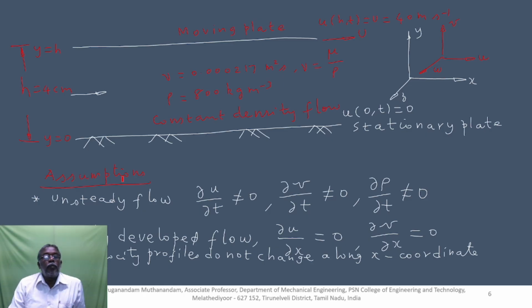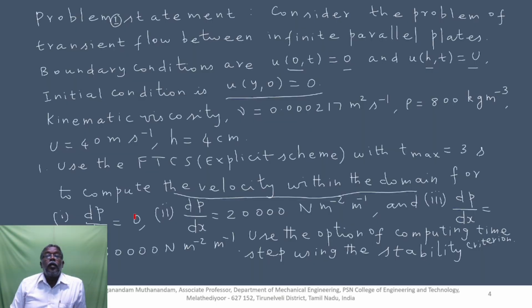What are the assumptions behind this flow problem? First of all, it is an unsteady flow. How do you get this information? It is given in the statement itself. Consider the problem of transient flow. Transient means the flow behavior changes with respect to time. Steady means the flow behavior does not change with respect to time. It is not a steady flow, it is an unsteady flow, transient flow.